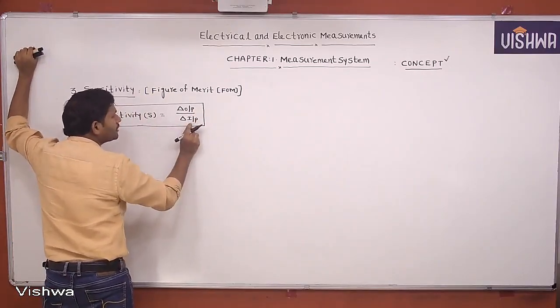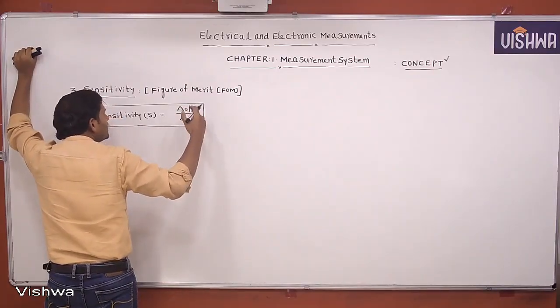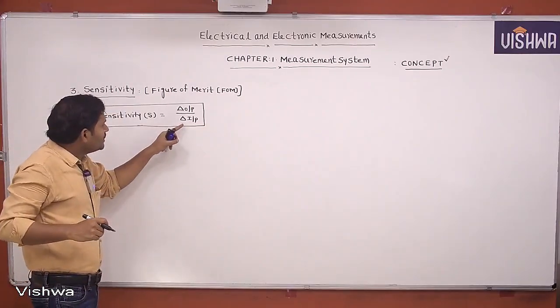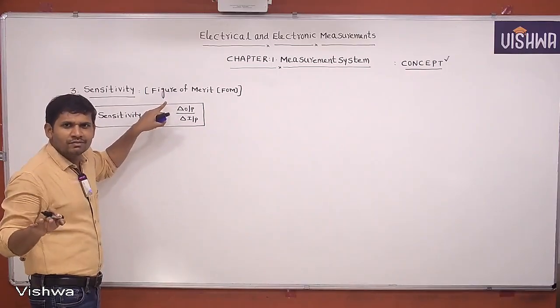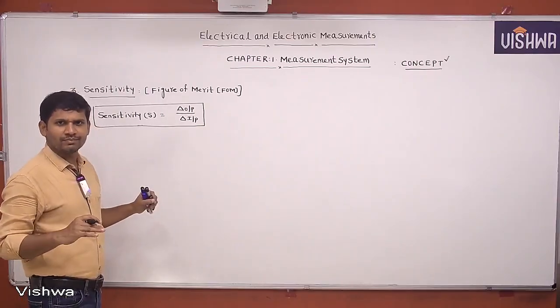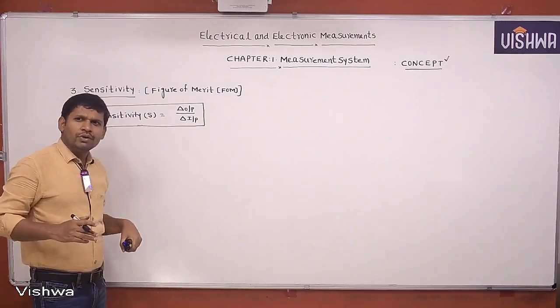If there is a fractional change in input, and there is a change in output, then we can say that instrument has high sensitivity. Even though there is a change in input, if the output is not detected, we can say that instrument does not have high sensitivity. Clear? For example, you take the bridge.